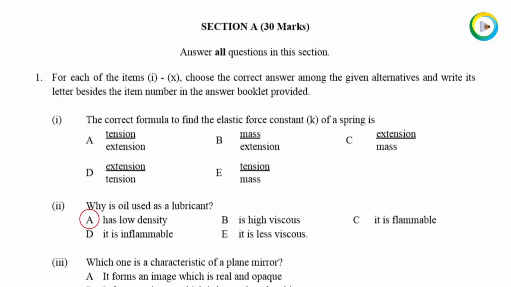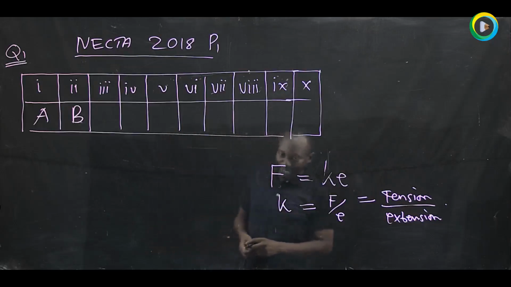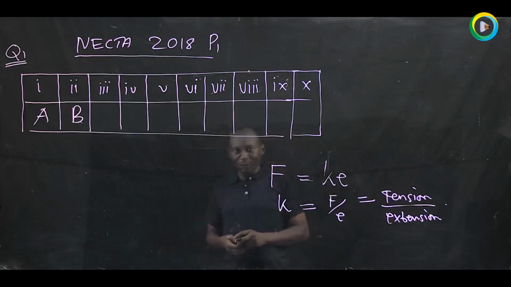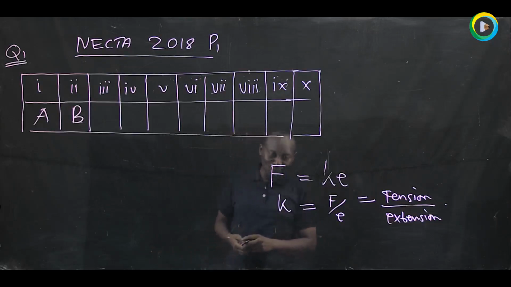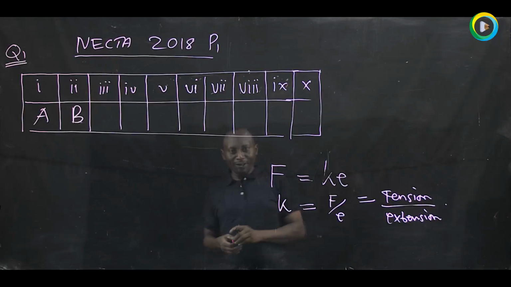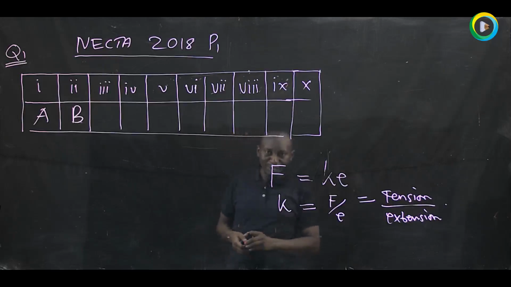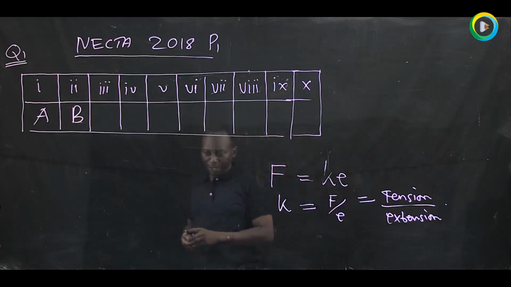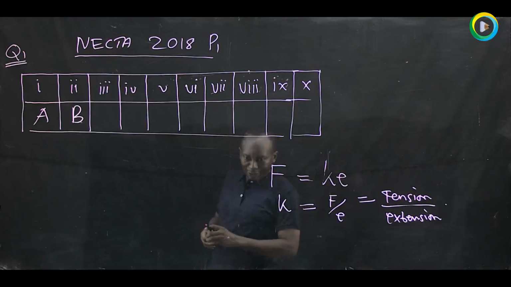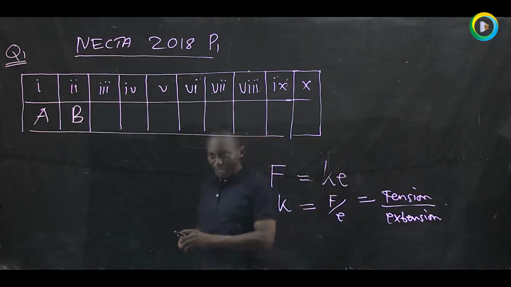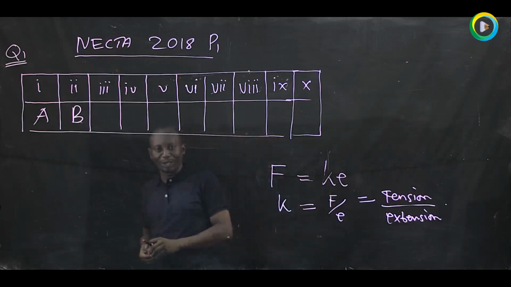Has a low density, or is inflammable. Characteristics of a lubricant: any lubricant should have high viscosity. Density is not a factor for a lubricating fluid. Or inflammable is not a factor for a lubricating fluid. The factor for a liquid to be a lubricant, we are going to look at its viscosity. A highly viscous liquid is a good lubricant.